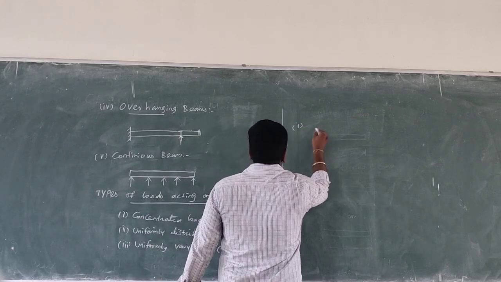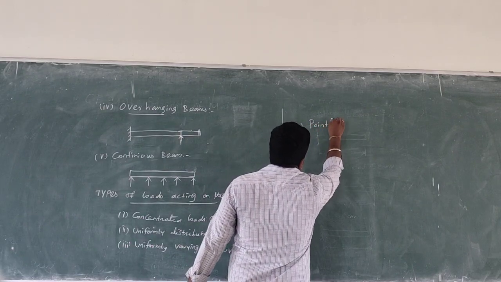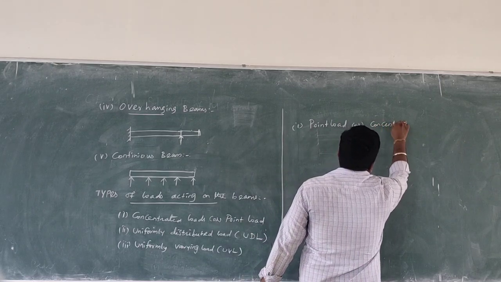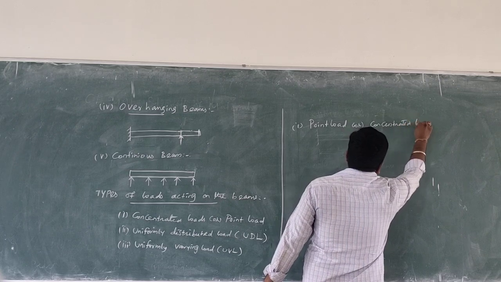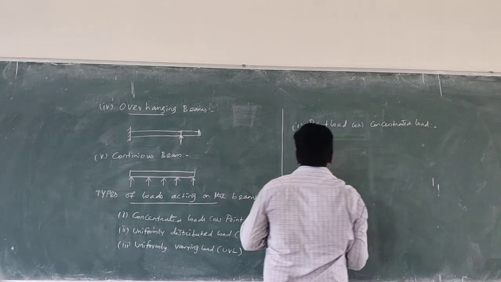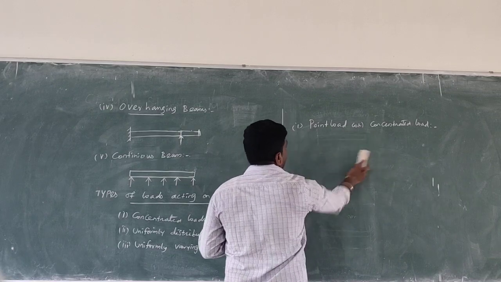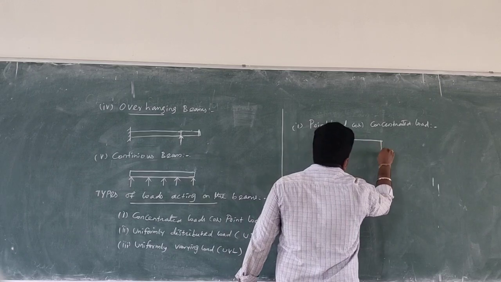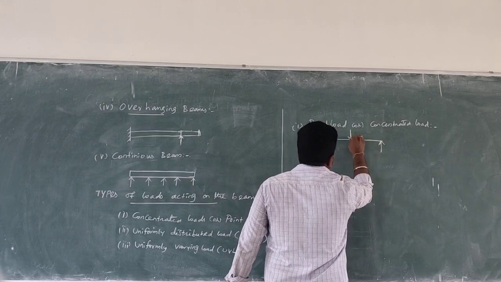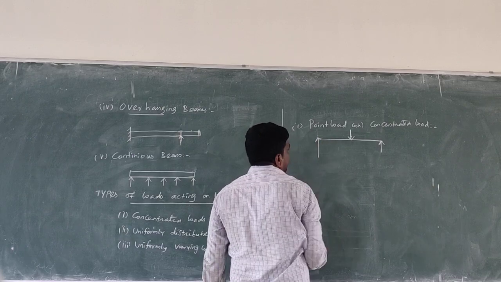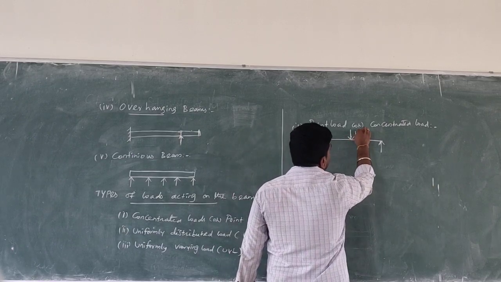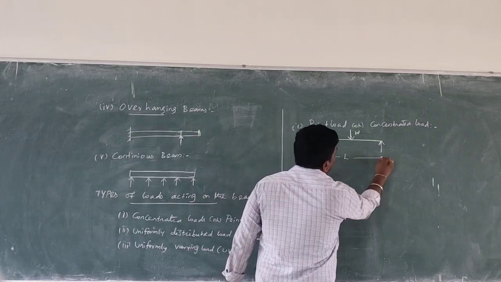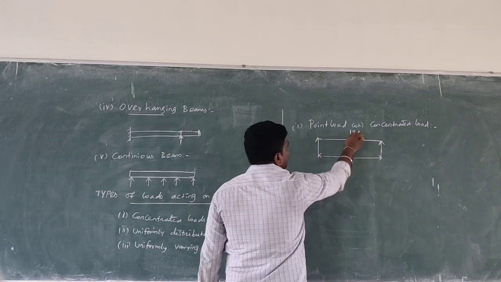First one, point load or concentrated load. When a load acts at a certain point, it is called a point load, that means W. The beam length is L and the load acting is called W.